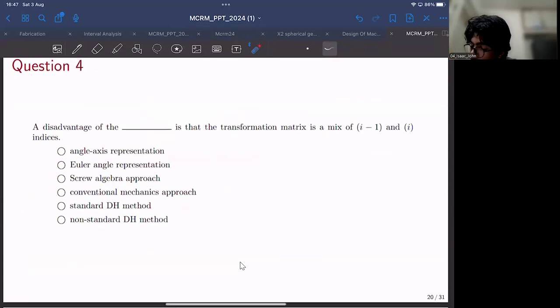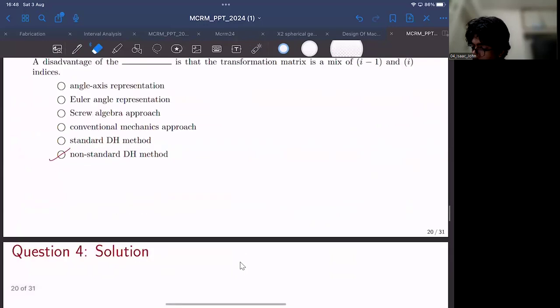Question 4, a disadvantage of something is the transformation matrix is a mix of i minus 1 and ith indices. This we have already discussed when we compared the standard and non-standard method. You can say that this is a disadvantage of the non-standard DH method, because that DH homogeneous transformation matrix will have indices i minus 1 and i. It's a mixture of that. So that is about it.